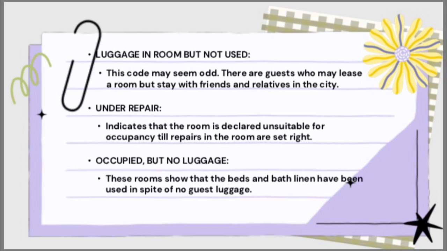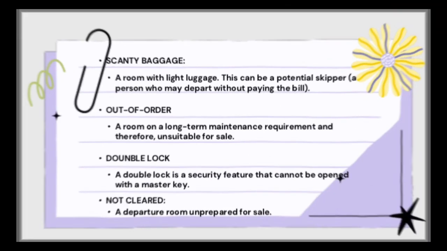Next is occupied but no luggage. These rooms show that the beds and bath linen have been used in spite of no guest luggage. So there are several possibilities in such rooms. First, it is a departure room, or maybe the night manager may have used the room to rest, or the staff may have used the room without permission.